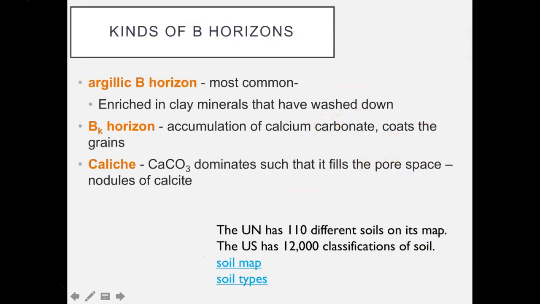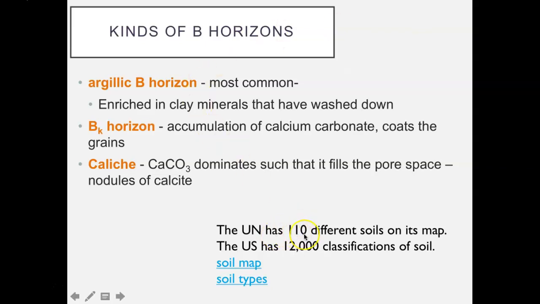There are different kinds of B horizons. Here are examples of those. Argillic B is a horizon where clay from up above has washed down and collected. So a really clay-rich horizon is called an argillic horizon. B sub K is a horizon where calcium carbonate has dissolved and come down to the B horizon. If there's a lot of that calcium carbonate coming down, it's called a caliche soil, and caliche soils can be kind of rigid, almost lithified, but not really. But all the pore space will be full of calcium carbonate.